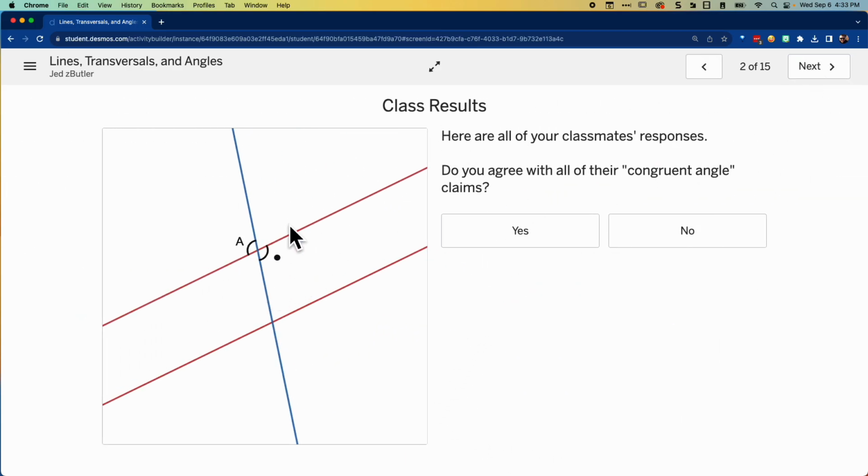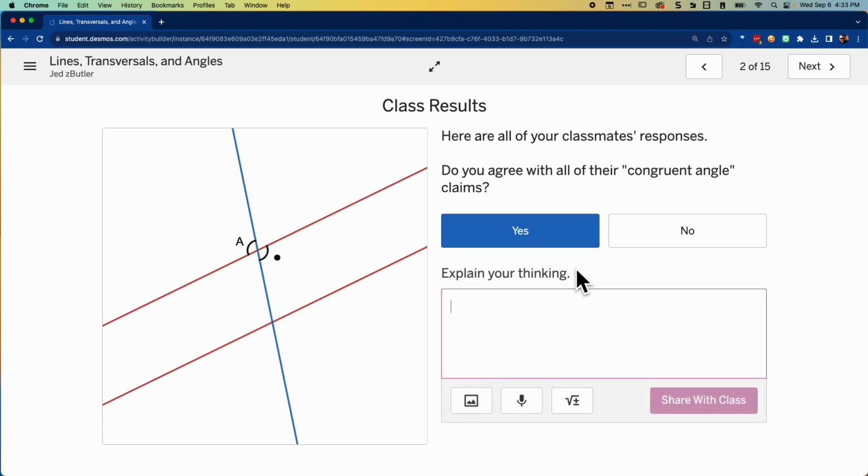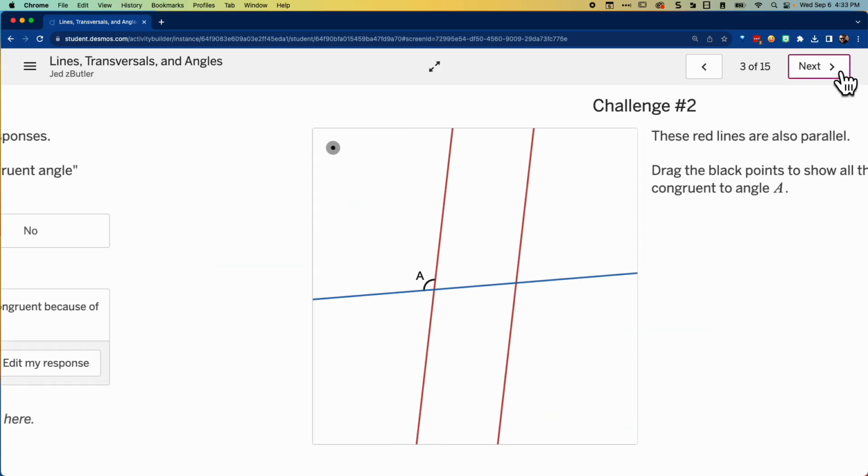Here are all of your classmates' responses. Now, as other students add to this picture, you're going to see dots across all of them. And for now, I'm going to say yes because mine is the only submission so far. It is congruent because of vertical angles. And vertical angles are when you have two angles across from each other at an intersection.